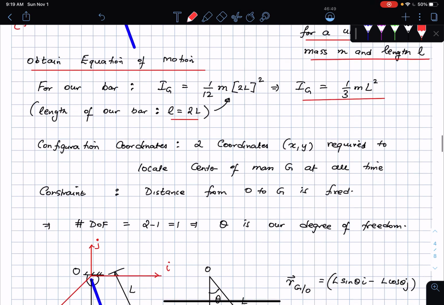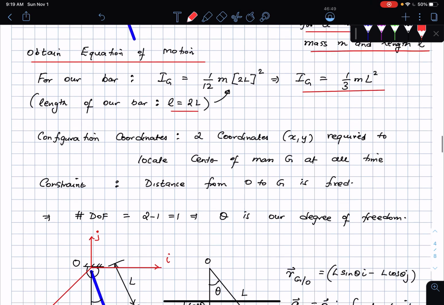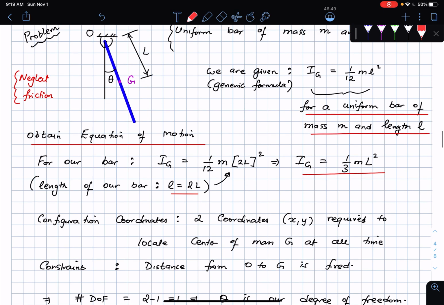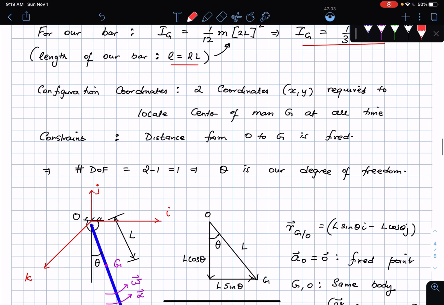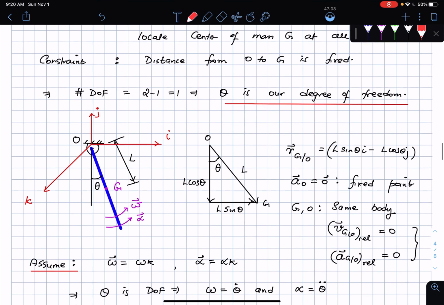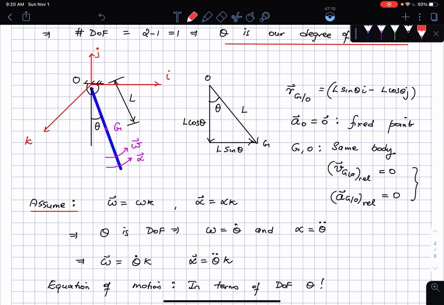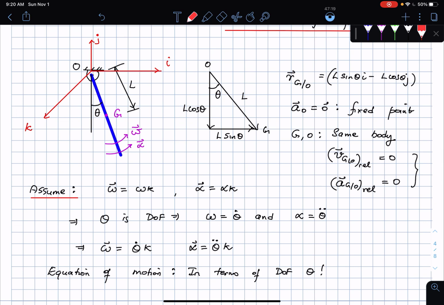And then I say, okay, how many configuration coordinates? 2, to locate the center of mass. If I know where the center of mass is, I know where the body is. But then there is a constraint: the distance from point O to point G is a fixed distance, so that the number of degrees of freedom is 1, and theta is our degree of freedom. And then I perform some kinematics because I know the acceleration of O is 0. I try to relate the acceleration of G to the acceleration of O. This is something I do for every problem that I solve. And I assume angular velocity, angular acceleration directions related to the degree of freedom.